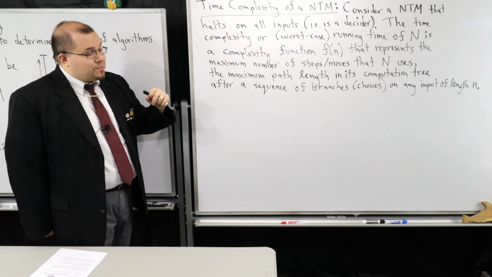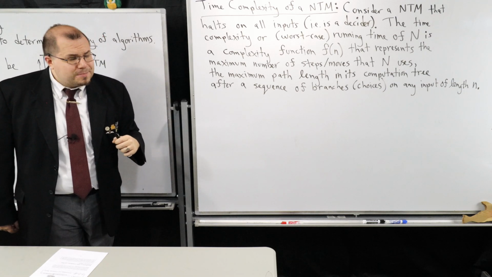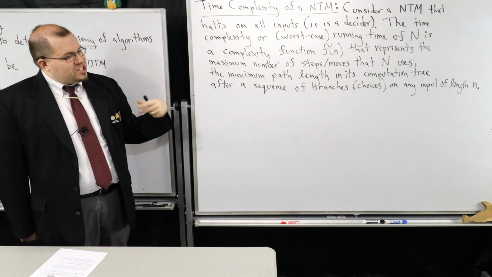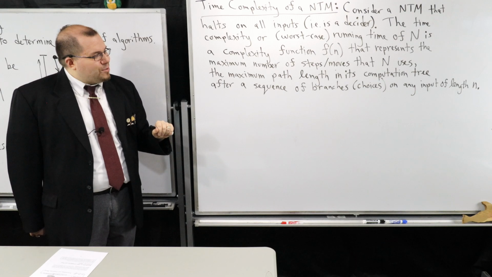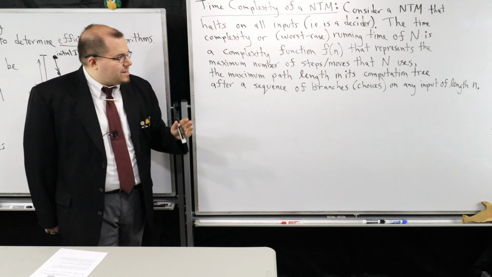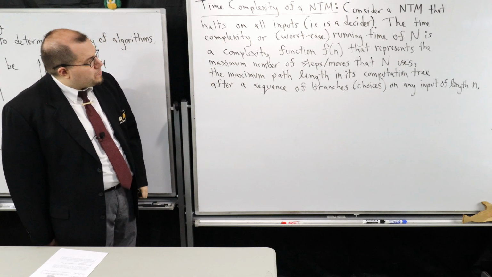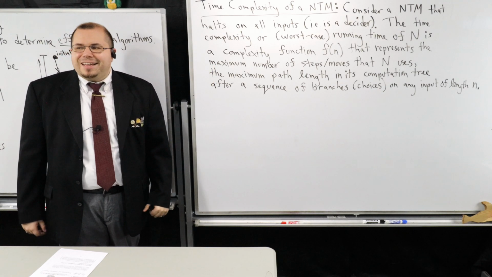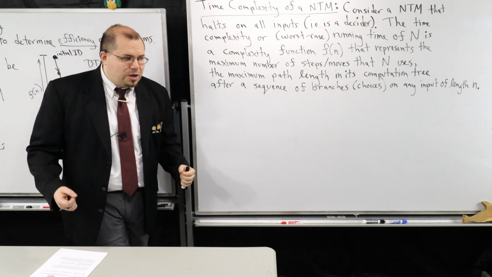Remember, the n is going to represent the input length, and this will spit out a value for us that will represent the number of moves or steps that machine makes. In this case, our non-deterministic Turing machine. Now, one thing I must stress, in this lecture, you're going to see me abuse a bit of notation here.